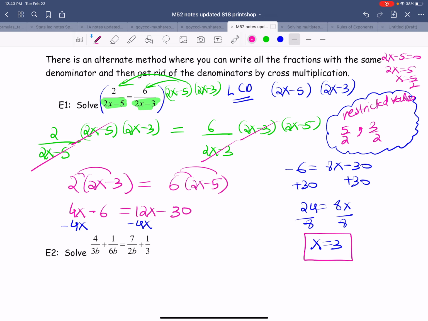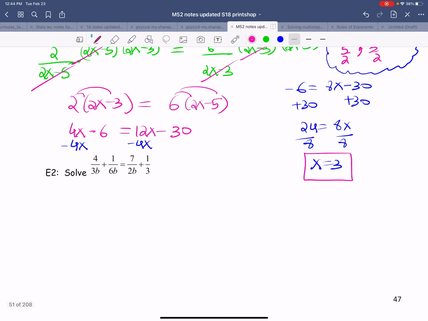If it turns out that the solution to the equation is one of the restricted values, then that is an extraneous solution. We cannot include it in the solution set for our rational equation. Let's look at example number 2.